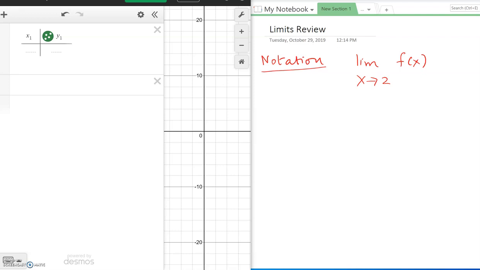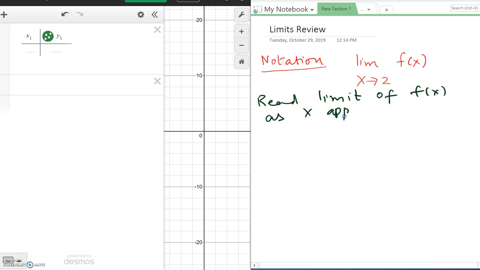Okay, so this is a video of a limit review. Let's first look at the notation. If you have limit x going to 2 of f of x, we want to read it as the limit of f of x as x approaches 2. That is how we read this expression.